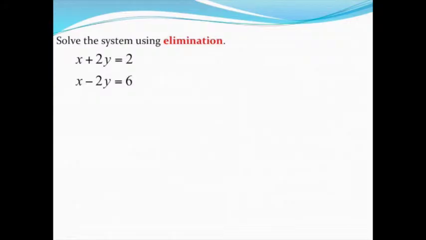The final method I'm going to show you for solving a system of equations is called the elimination method. What this method involves is adding the two equations together in order to eliminate one of the variables.